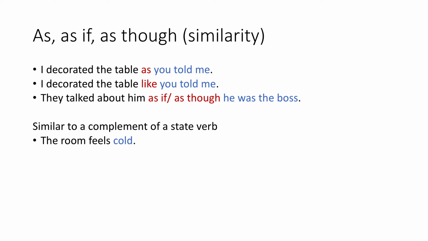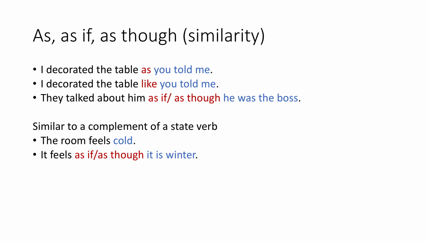An example of this would be the room feels cold, and after state verbs, we normally use an adjective or a prepositional phrase. In this case, I've used an adjective. You can use as if or as though after these verbs, like it feels as if or as though it is winter.